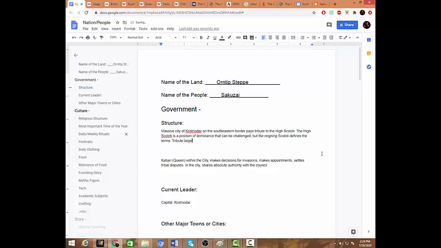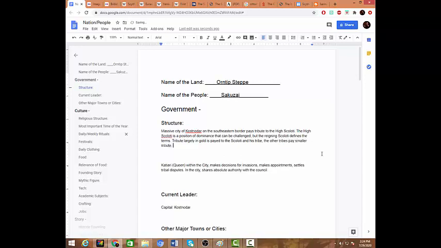Tribute, largely in gold, is paid to the Skolatai and his tribe. The other tribes pay smaller tribute. So that is paid.